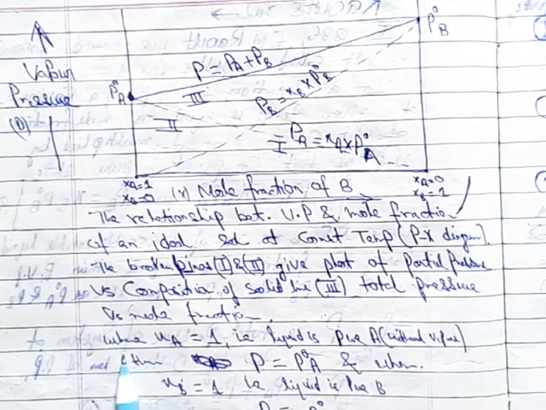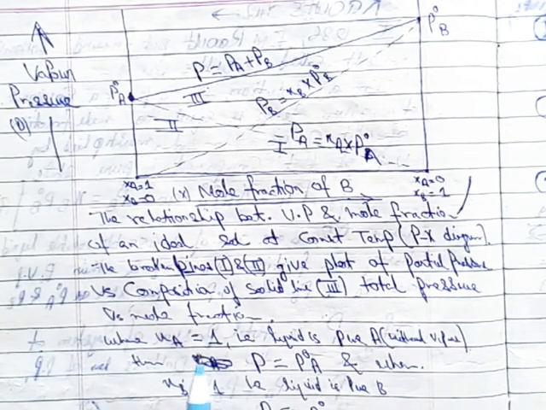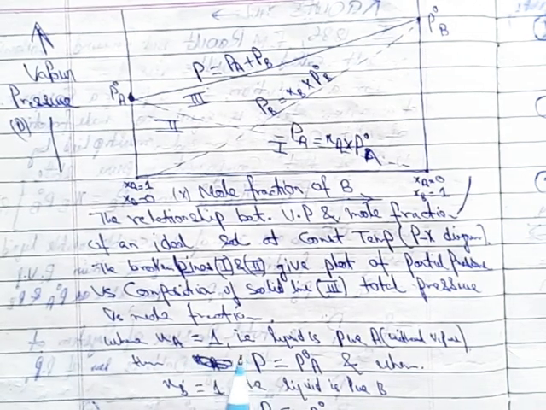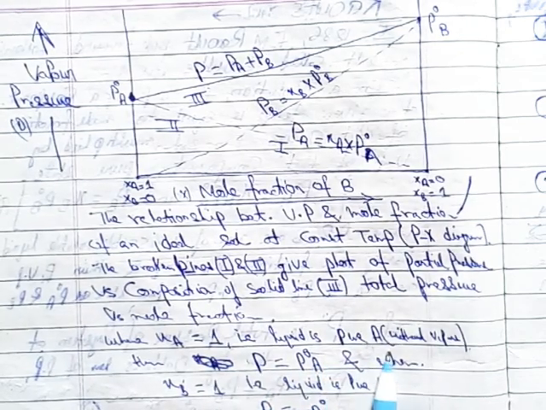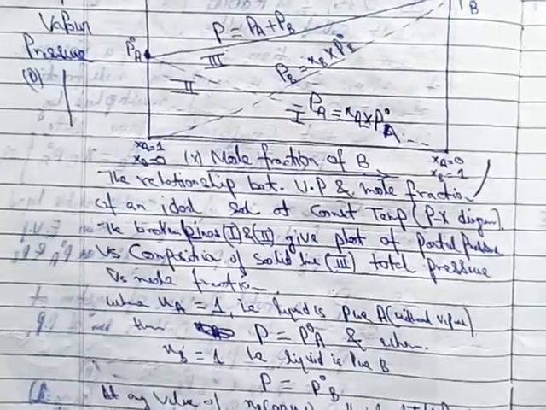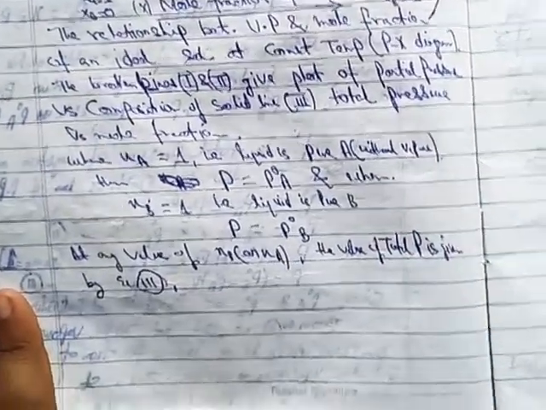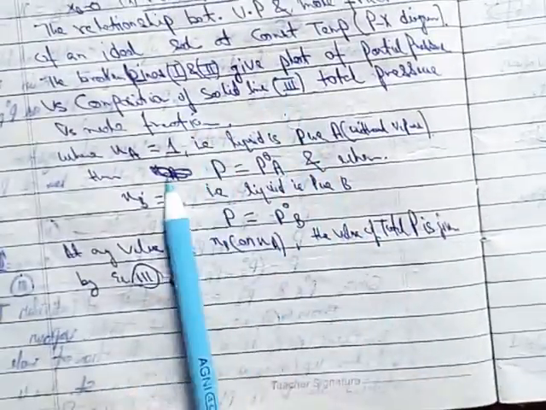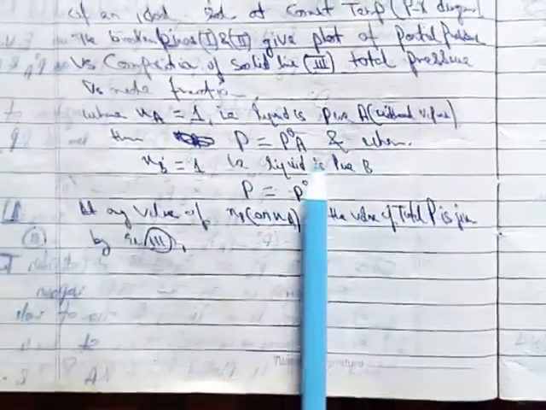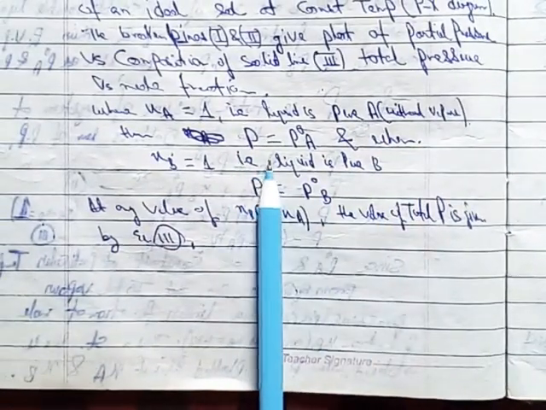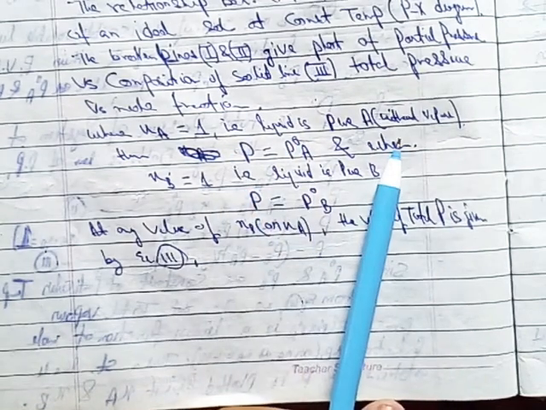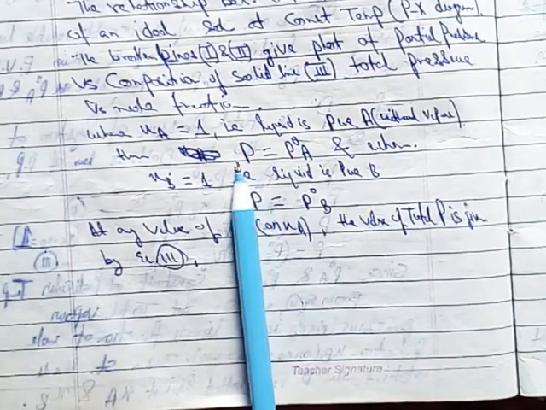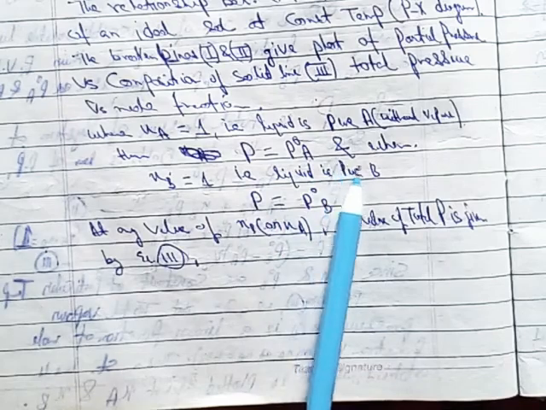So where xA equals 1, that is pure liquid A. xA equals 1, that is the liquid is pure. So in that case P equals what? If xA equals 1, then what will the equation be? For xA equals 1, P equals P naught A.